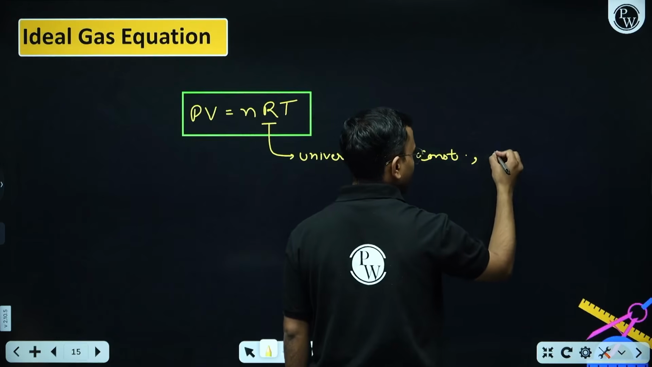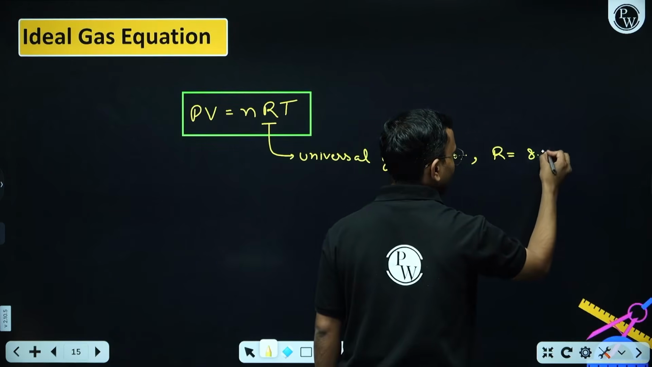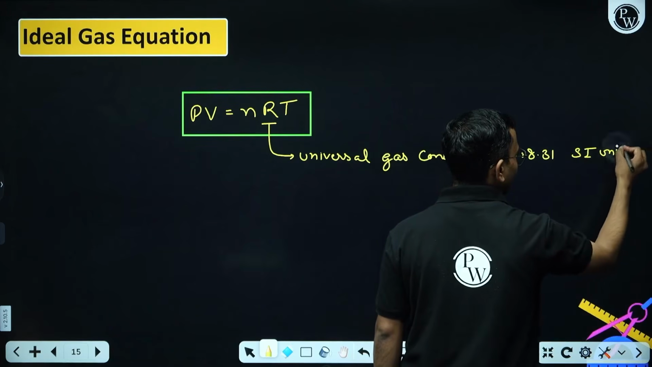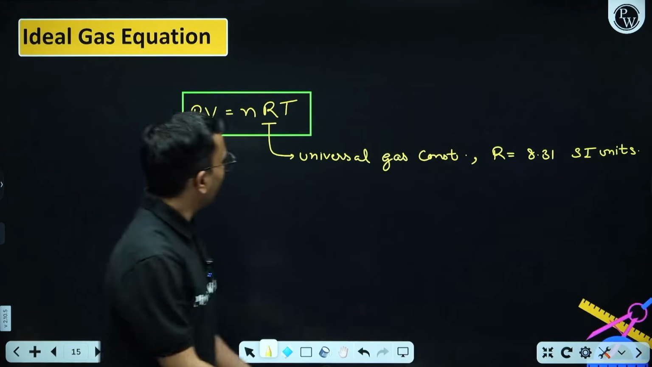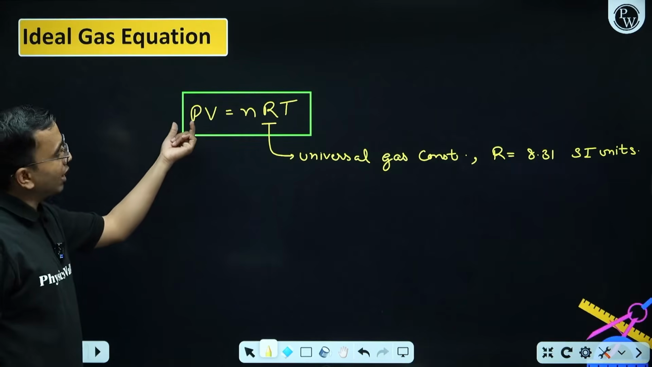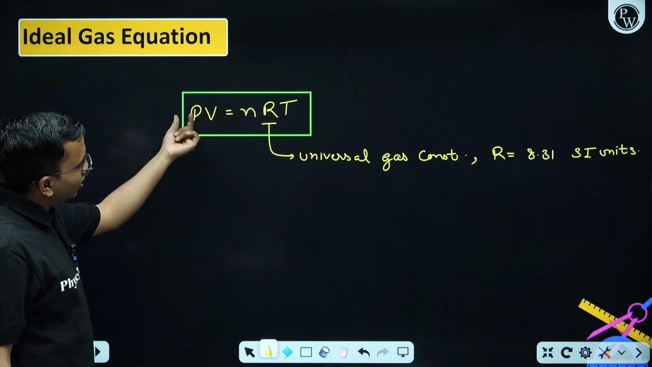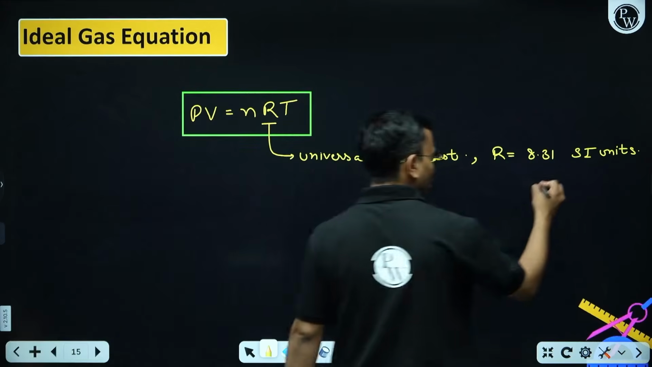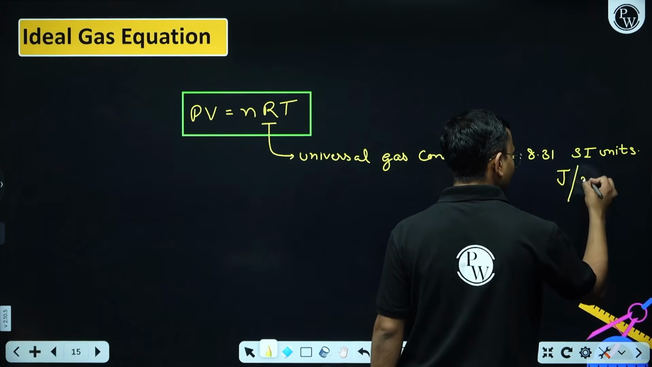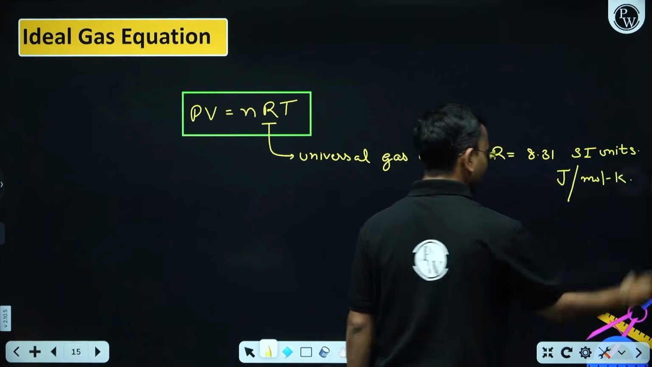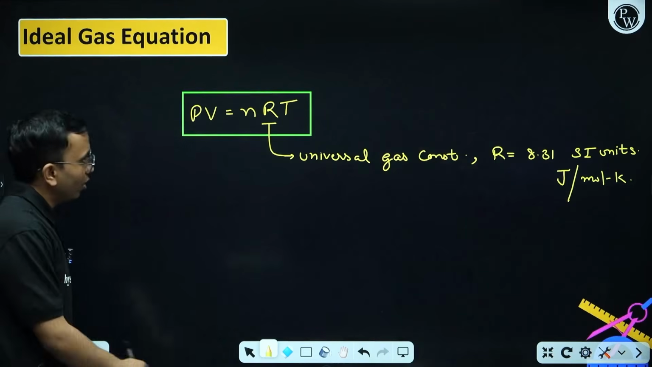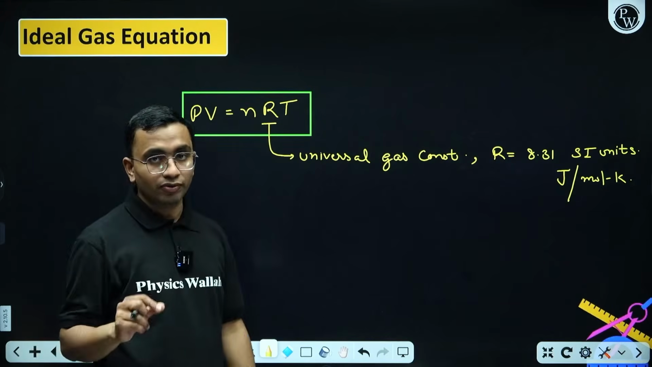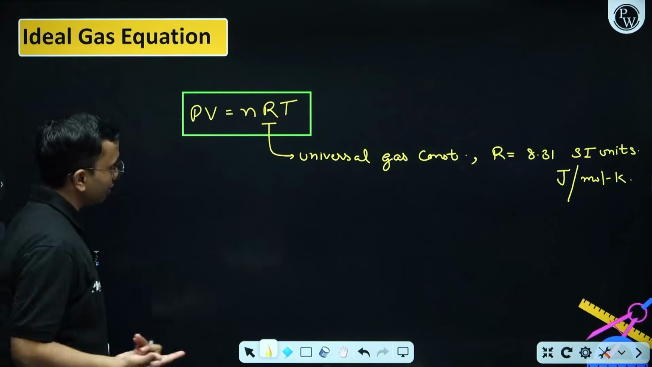And we know that R is equal to 8.31 in SI units. What is basically the SI unit? PV has the unit of energy, so this is joules per Kelvin per mole, so joules per mole Kelvin. And here the temperature is in Kelvin. If you use this expression, the temperature is in Kelvin.